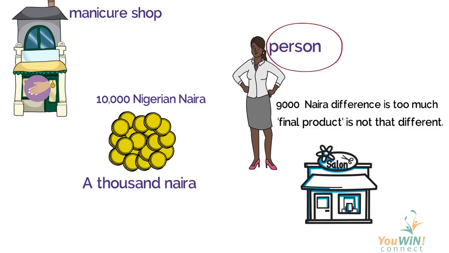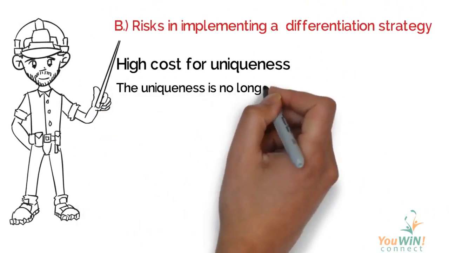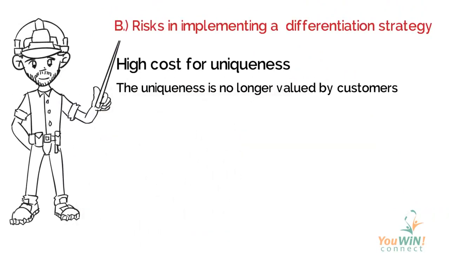If you overprice or outprice yourself, you can also lose that edge you have. But imagine a situation whereby all of those things that you have created or invested in making yourself unique does not mean you will then differentiate the pricing so much. Let's look at the risk in implementing differentiation from a different perspective. The uniqueness is no longer valued by customers when customers become more demanding.